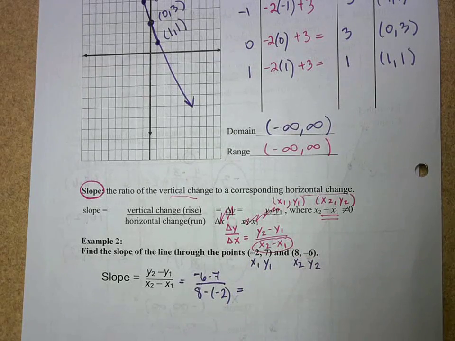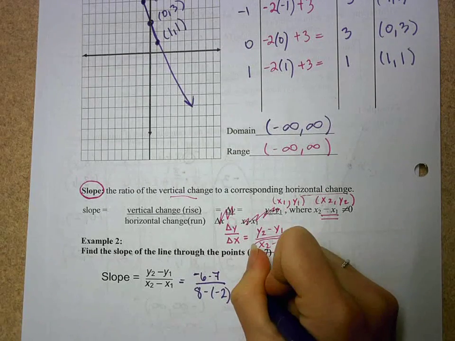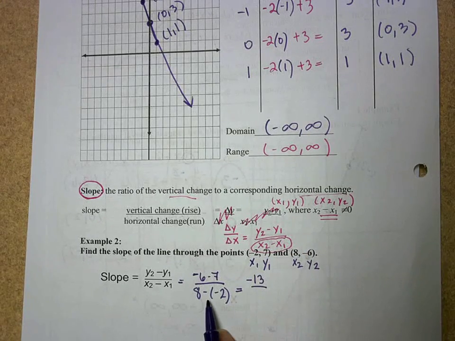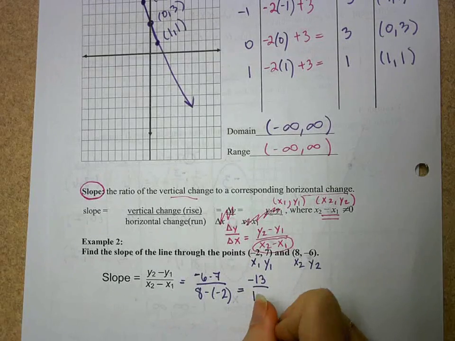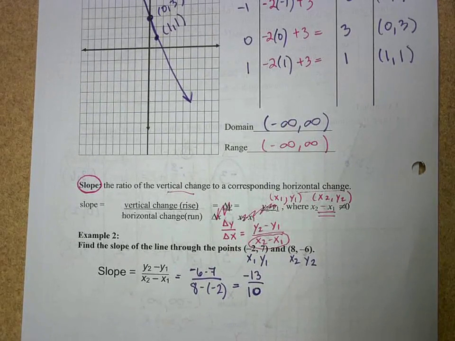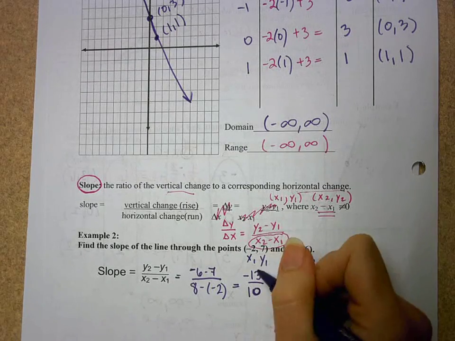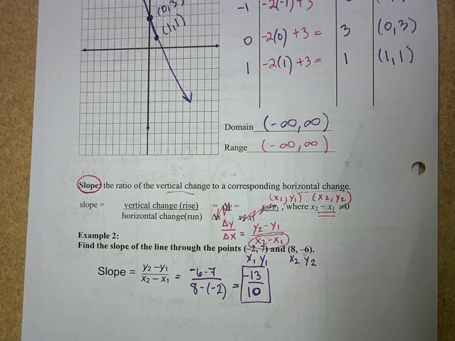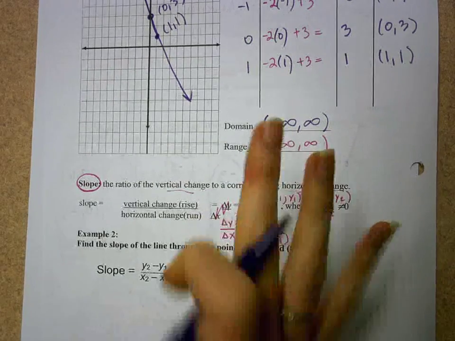Negative 6 minus 7 would come out to be a negative 13. When we minus a negative, it becomes a positive. So 8 plus 2 is 10. We would see that the steepness of this line is negative 13 over 10. And this is going to be very helpful for us to use come the next page. So keep this in mind and let's flip it over.